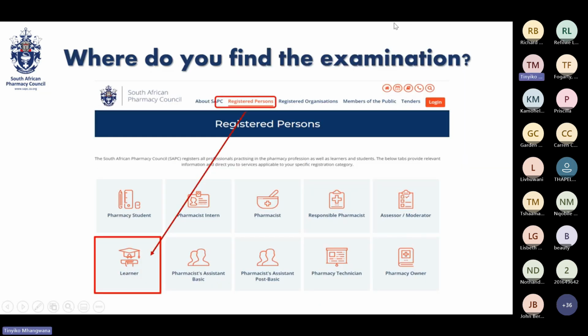So where do you find the exams? You need to log on to the SAPC profile. You put in your current login details. The minute you are logged in, you'll choose a registered person, and then on the web page you go to learner. This is the one highlighted in red. That's where you choose where to find the examination on the day of the exam.